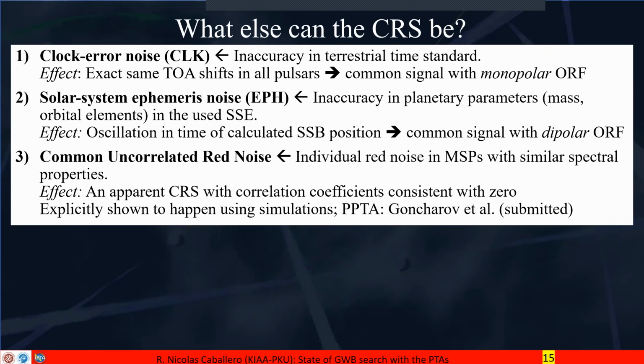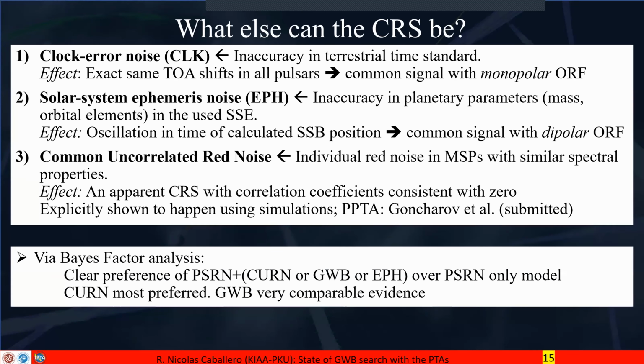And finally, we have the common uncorrelated red noise, which is the result of many pulsars, or all our pulsars, having individual red noise but with similar spectral properties. The effect would be an apparent common red noise, but with correlation coefficients that are consistent with 0. This is something we've been worried about for a long time, but it's explicitly shown in a recent work by our PPTA colleagues, which has been submitted, that this can actually create this apparent common red signal.